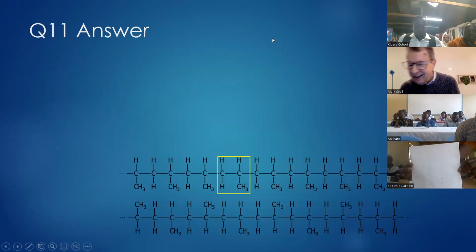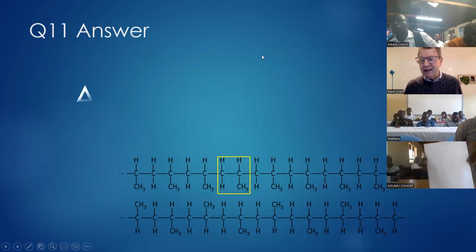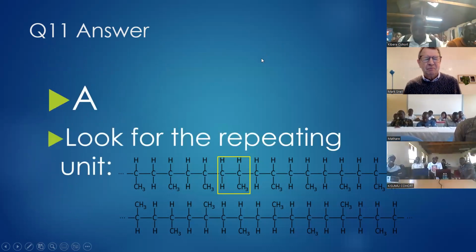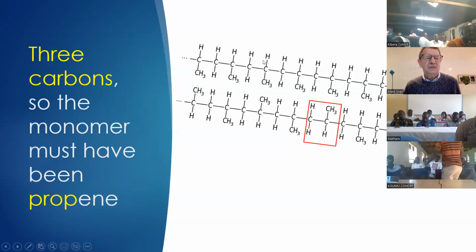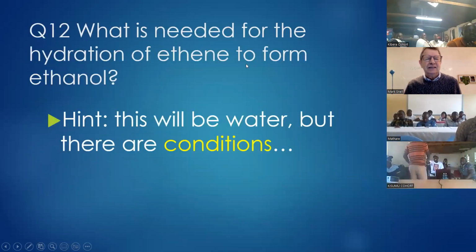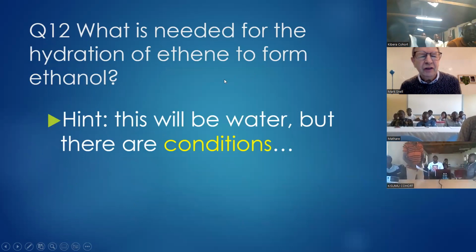Kisumu is keen and good. Well done. Here comes question 12. What is needed for the hydration of ethene to form ethanol?